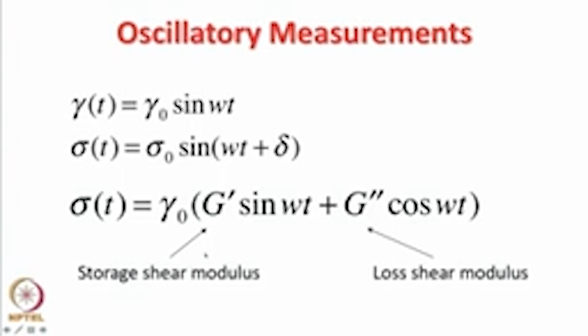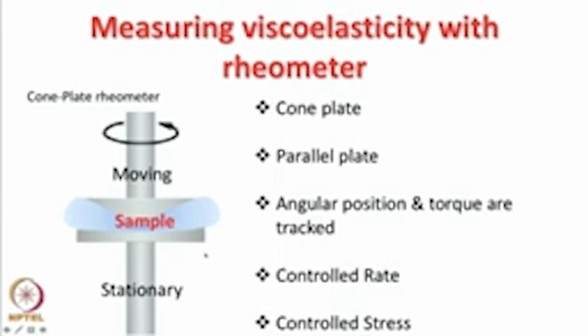For doing oscillatory experiments, we make use of a rheometer. And again, in the last class we had discussed that for a rheometer you can have a cone and plate geometry, in which the bottom plate is stationary, it is fixed, and there is a top plate which has a conical morphology at the bottom, which is in contact with the sample, and this keeps on rotating. So, you position the sample between the top moving part and the bottom stationary part.